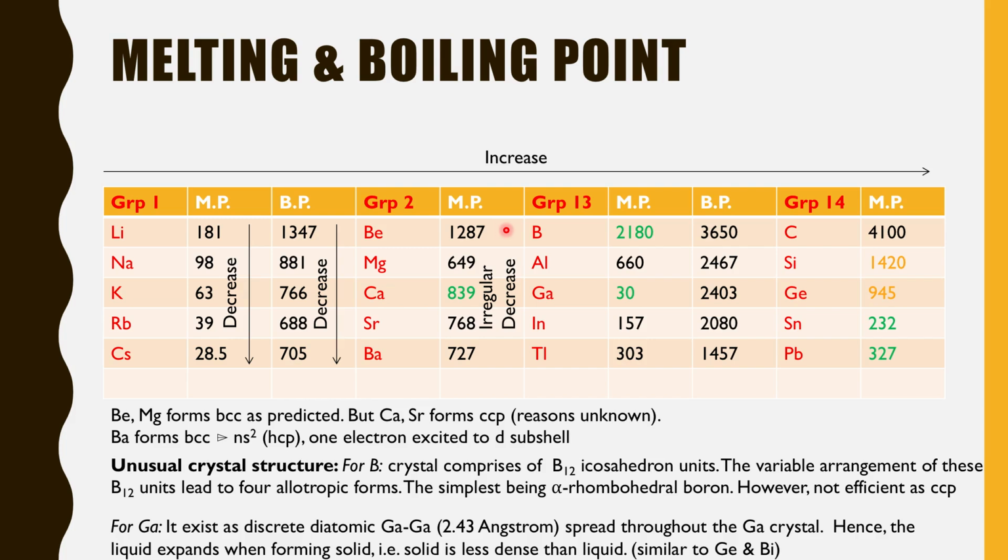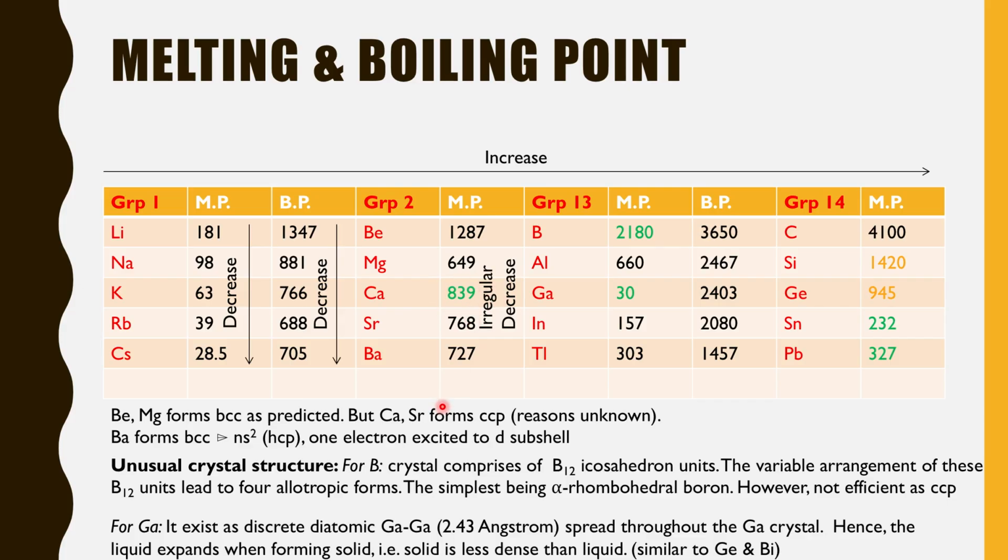In the case of beryllium, the melting point is this, and it reduces in the case of magnesium to show 649. So beryllium and magnesium form a BCC as predicted in the previous. So as predicted, it is showing a structure of BCC. But when it comes to calcium, you see a significant increase in the melting point. Now, why is that so?